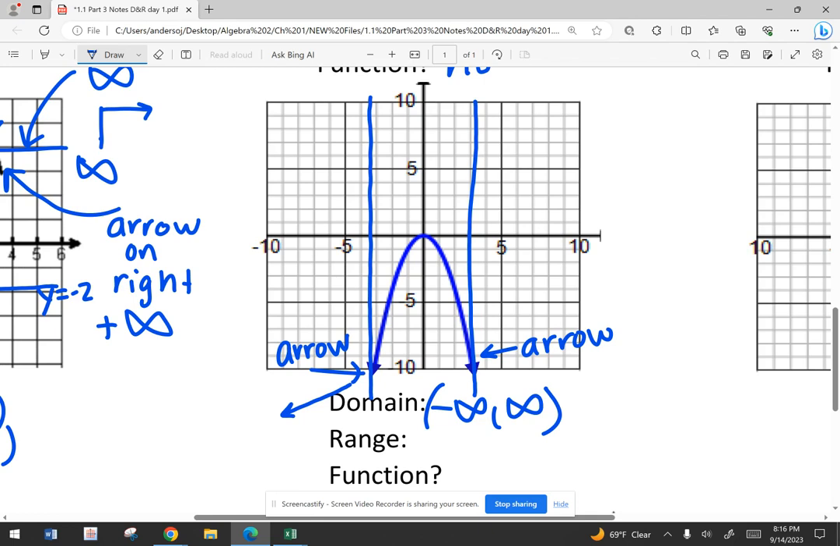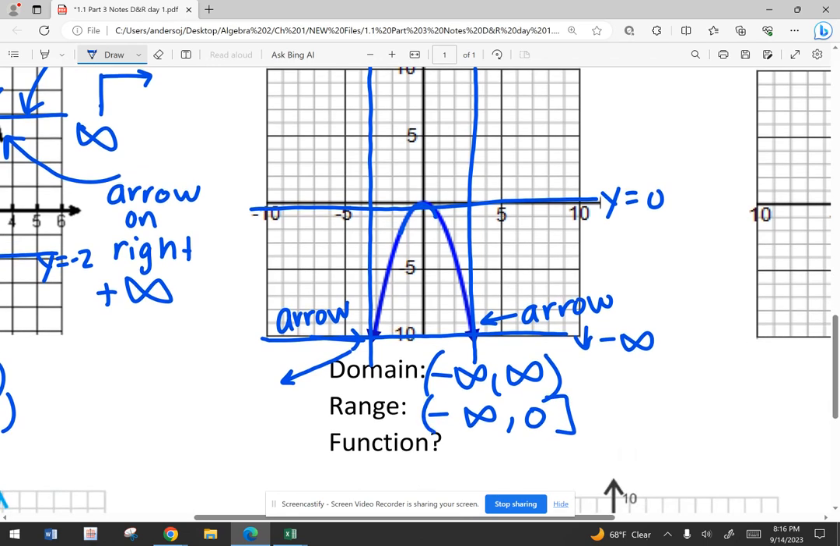The range, from the bottom of the graph, we hit 2 arrows. So we hit an arrow, therefore it's going to negative infinity. The top of the graph is going to the highest value of 0. You can see that it's actually on the line y equals 0. Therefore, we're going to go back and use a bracket. So parentheses on infinity, a bracket when it's on the line.